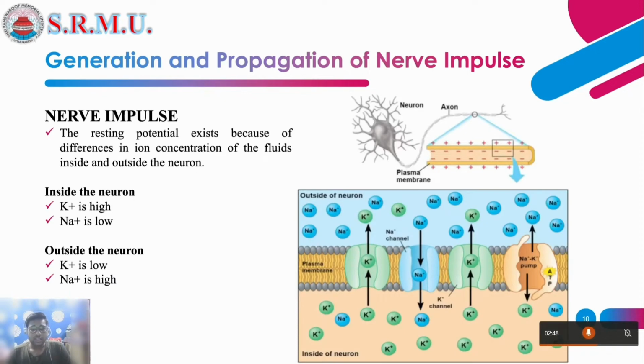Now, as you can see here in the image, outside of the neuron there are more sodium ions, and inside there are fewer sodium ions, whereas inside there are more potassium ions and outside there are fewer potassium ions. Now this causes the resting potential. Because of this, outside is more positive and inside is more negative.